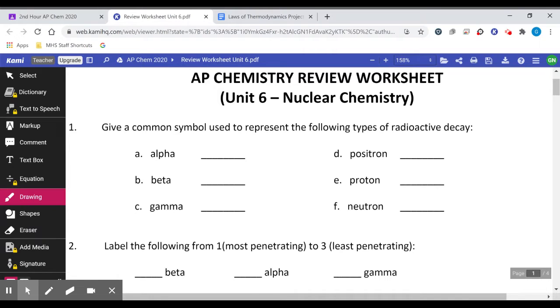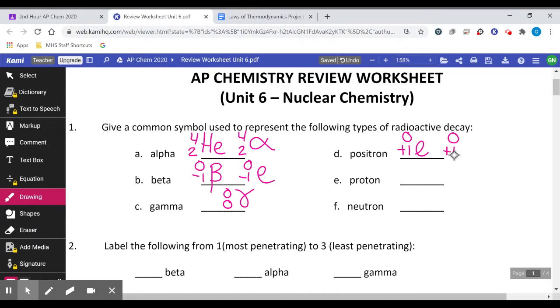Okay, and we're back. So what we're going to do is give the common symbol used to represent the following types of radioactive decay. For A, we have alpha. On that one, we have two different answers we could write. First, we have our helium nucleus, or the beta symbol. Either one there. And for your test on this portion, as long as you have one of those, that would be acceptable to me.